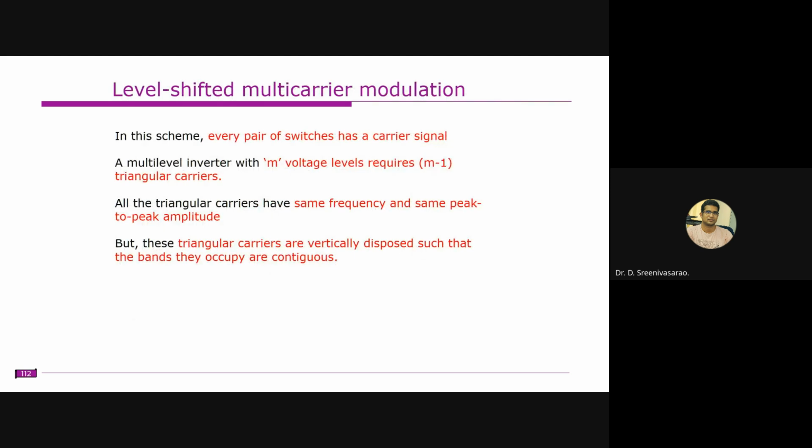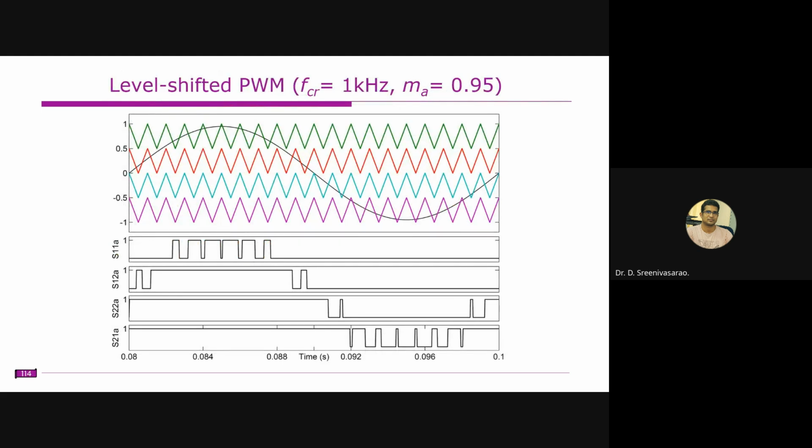Similarly, in case of level shifted PWM technique, here also each switch pair requires one carrier signal, and for an M level inverter you require M minus 1 triangle carriers, all having the same frequency and same peak to peak amplitude. But here, instead of maintaining a phase shift among the individual carriers, they are vertically disposed like this. So this is for a 5 level inverter, so the number of carriers is 4 here.